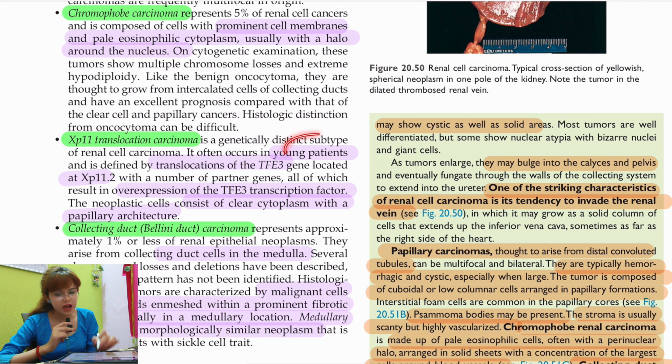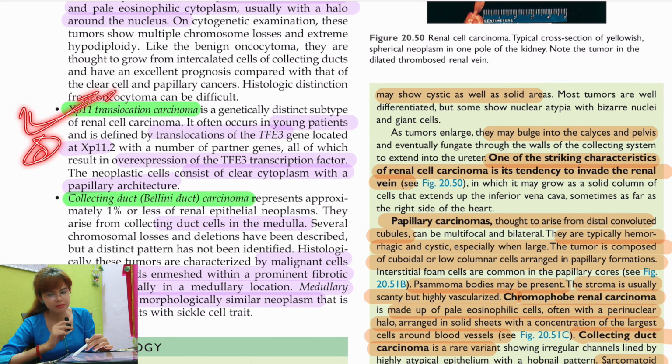Now, this is also a type of carcinoma which is known as the Xp11 translocation carcinoma. It is present in young patients. Translocation of the TFE3 gene is involved over here. The cells consist of clear cytoplasm with a papillary architecture. Important point that can be framed in the form of MCQs.